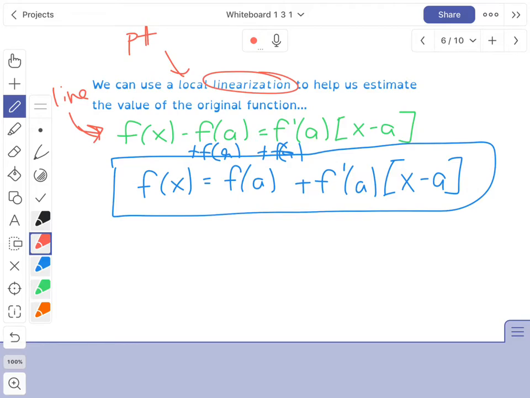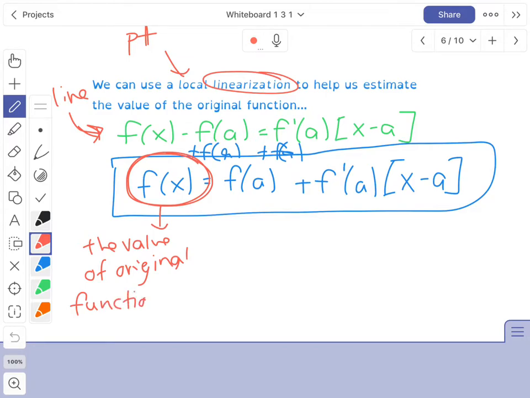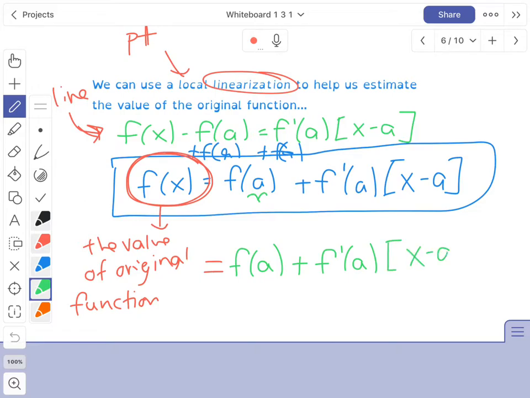But if we just rearrange the equation of that line, we're able to isolate f of x. So what that tells us is the value of the original function can be approximated with some other value a. So we would take f of a and we'd add the derivative of the function at a and multiply that by x minus a.